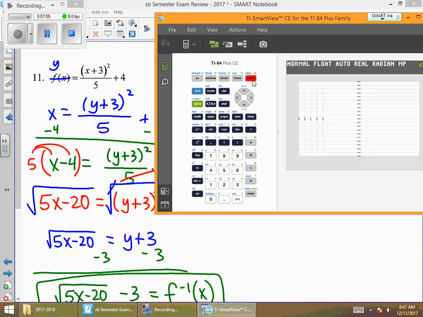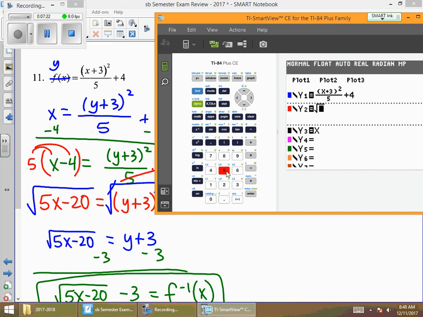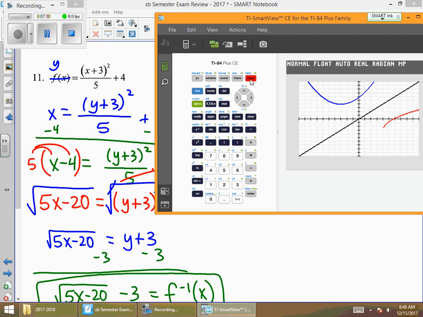All right, so let's take a look at that graph. All right, and then let's take a look at the graph for our inverse. This should tell us a lot. So the square root of 5x minus 20, minus 3. Alrighty.